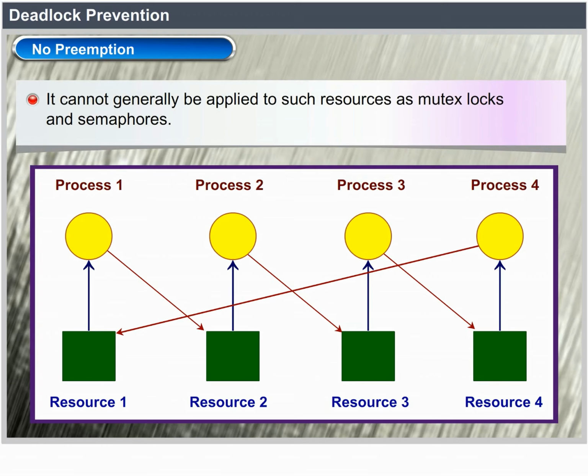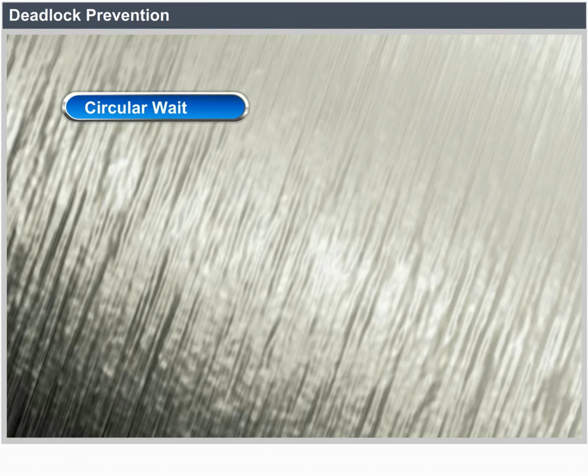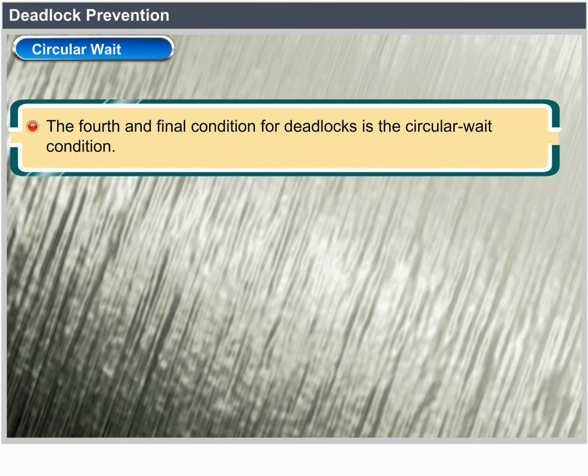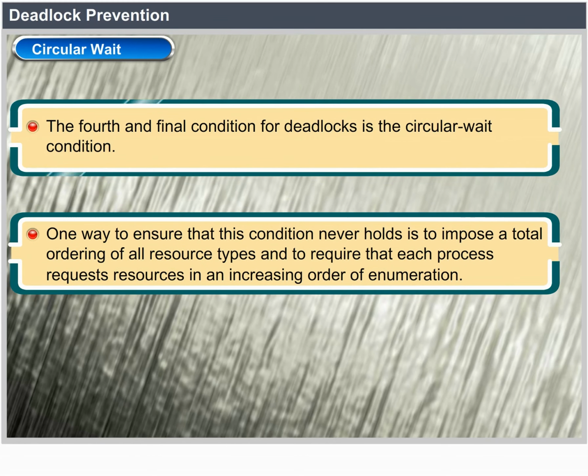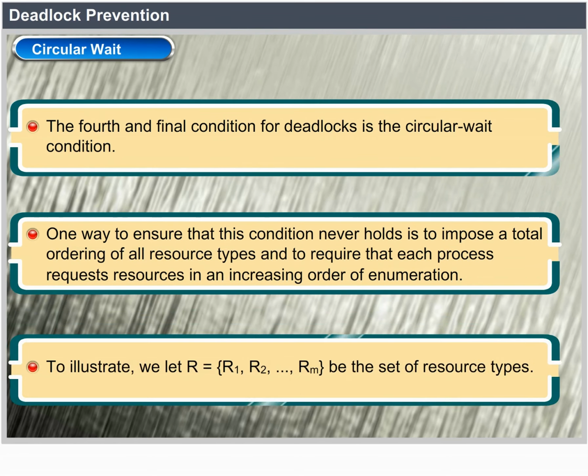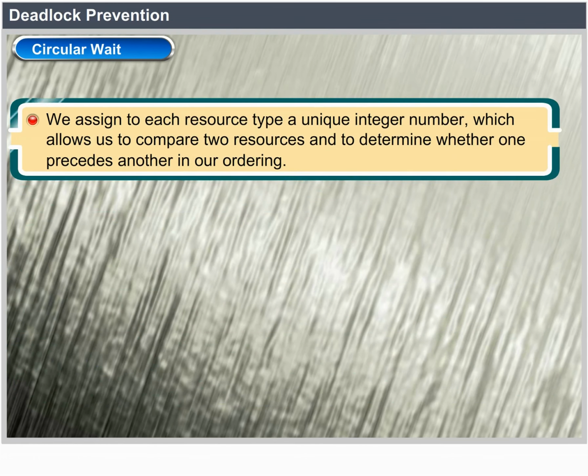Circular wait. The fourth and final condition for deadlocks is the circular wait condition. One way to ensure that this condition never holds is to impose a total ordering of all resource types and to require that each process requests resources in an increasing order of enumeration. To illustrate, we let R = {R1, R2, ..., Rm} be the set of resource types. We assign to each resource type a unique integer number, which allows us to compare two resources and to determine whether one precedes another in our ordering.